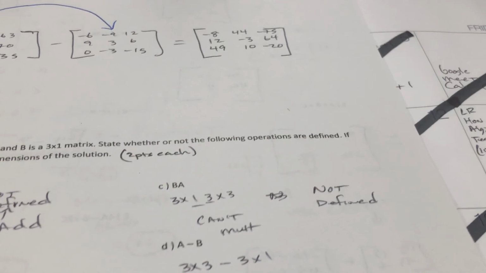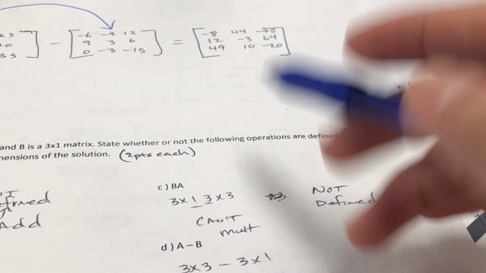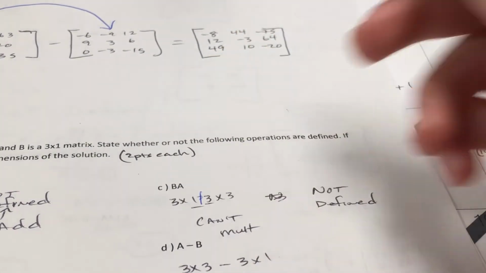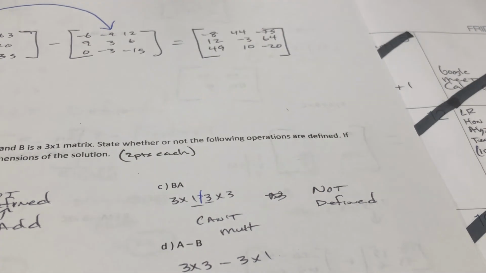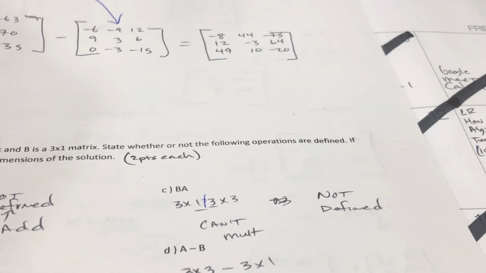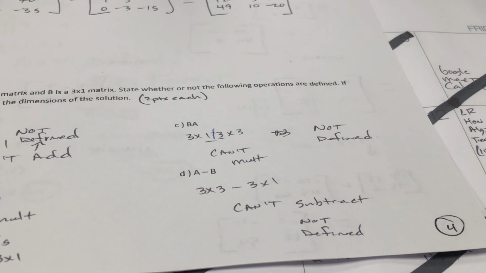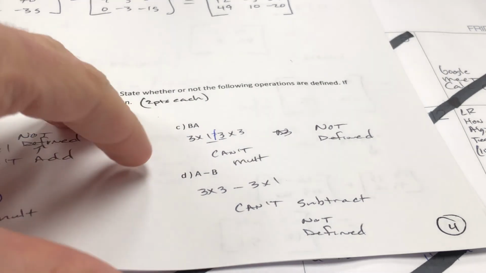C, can you do B times A? Well, a 3 by 1 and a 3 by 3, those inner numbers don't equal, so you can't multiply. That is not defined. And D, can you do a 3 by 3 minus a 3 by 1? No, to add or subtract matrices, you have to have the same dimensions. That is not defined.